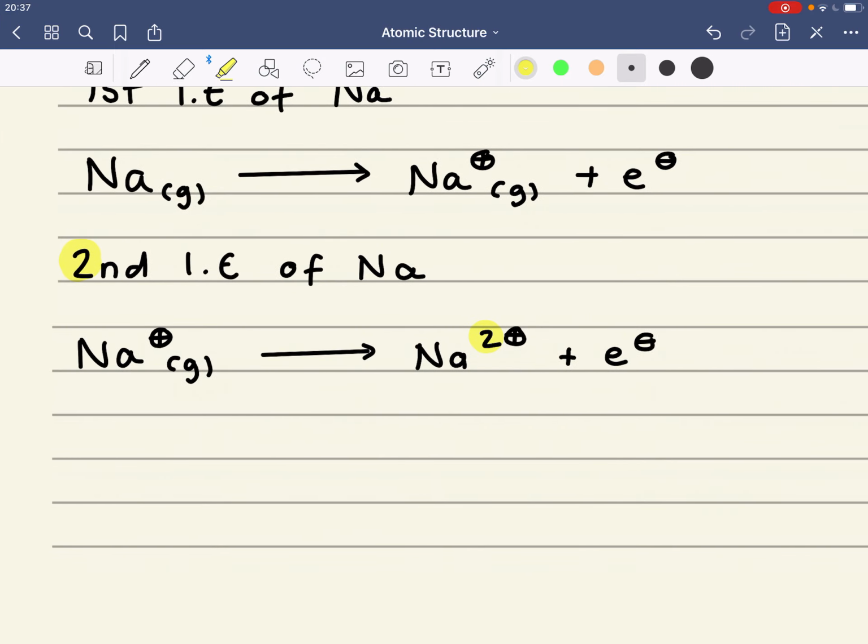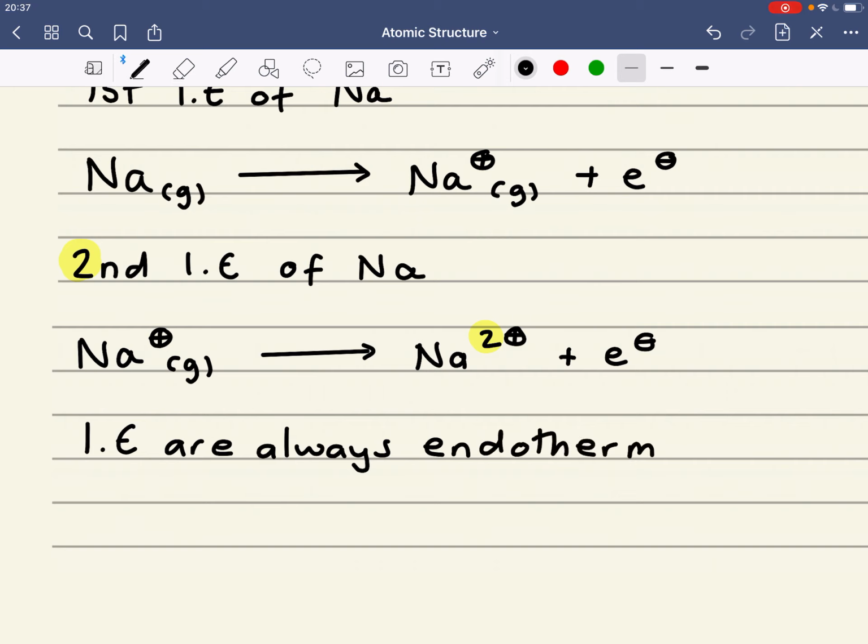Now, a few things to note. The first, the ionisation energies are always endothermic. It requires energy to remove this electron. Energy must be put in to remove the electron. They've got a positive delta H.